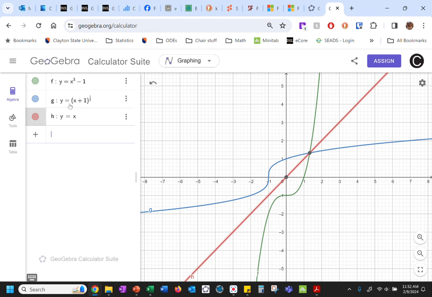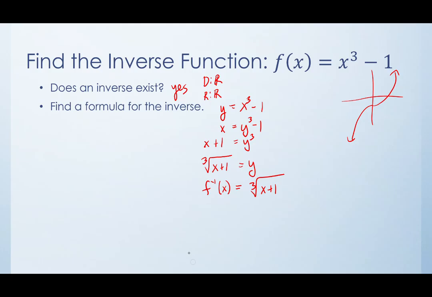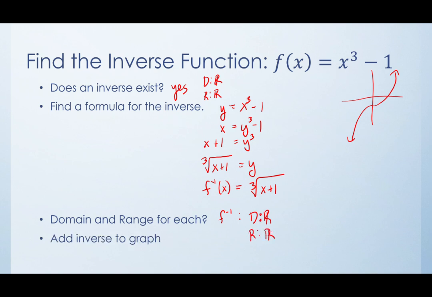Green was our original function. Blue is our inverse function. They both have domain and range of all real numbers. So for f inverse, domain, all real numbers, range, also all real numbers, and we added the inverse to the graph. And we've got another couple of examples, but I think I'm going to put these in different videos.